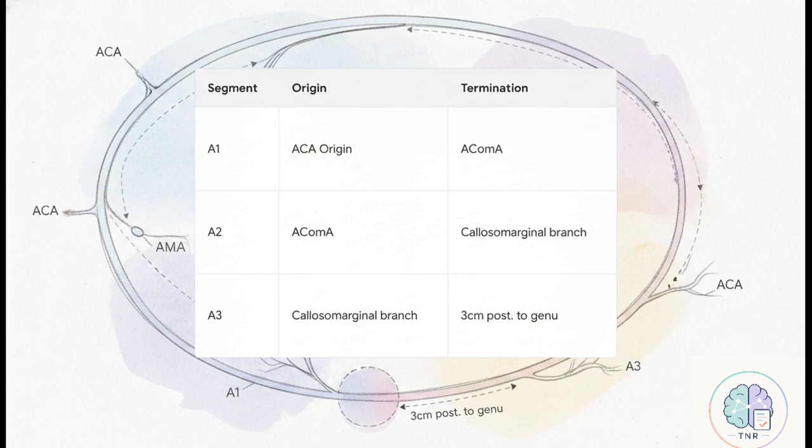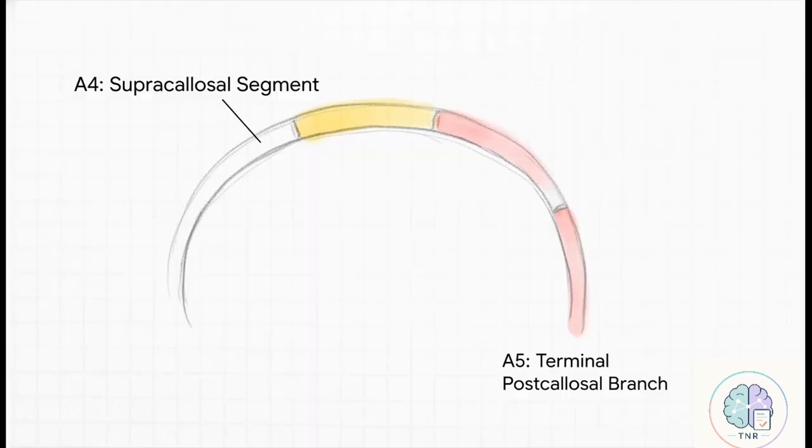This one's highly specific. It kicks off at that calloso-marginal branch point, curves beautifully around the genu, or the knee, of the corpus callosum, and stretches across the superior surface exactly 3 centimeters posterior to the genu. That 3-centimeter mark is key. Rounding out our main highway, we've got the A4 segment, aptly named the supracallosal segment since it continues right over the top. And finally, A5, which is the terminal, post-callosal branch. By visualizing this continuous path, from pre-communicating all the way to post-callosal, you've essentially just traced the entire primary trunk of the ACA in your mind.